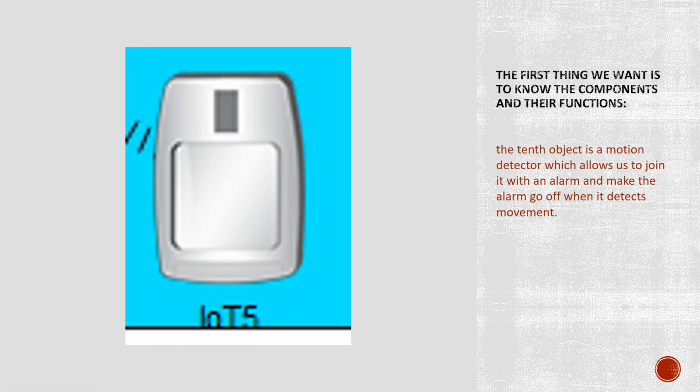The tenth object is a motion detector, which allows us to join it with an alarm and make the alarm go off when it detects movement. For example, you put it in a passage, and when a person passes, it detects the movement. See, the motion detector is connected to the alarm. The alarm is on. This is an image of the motion detector.